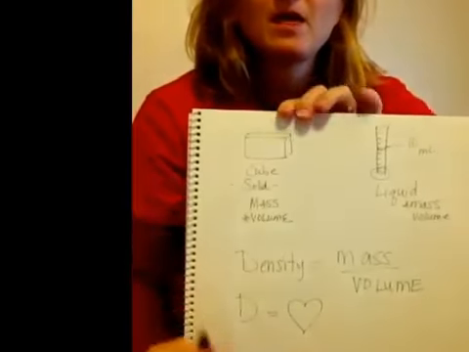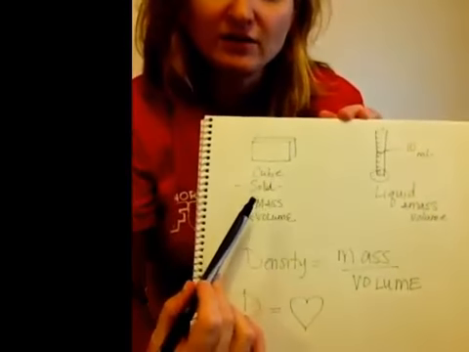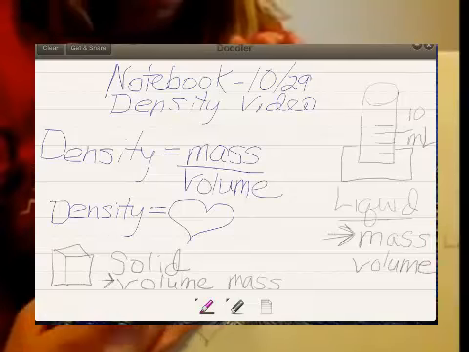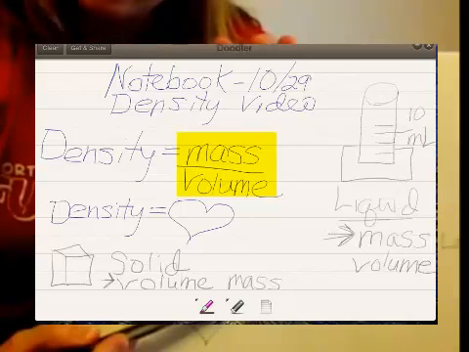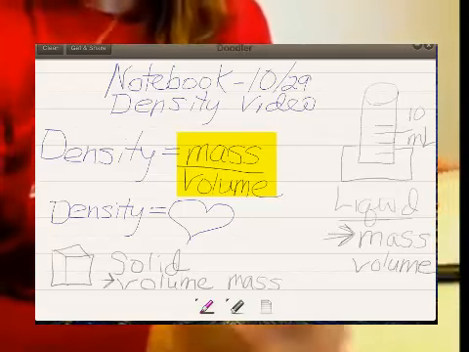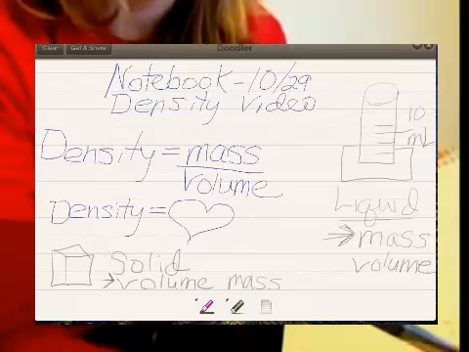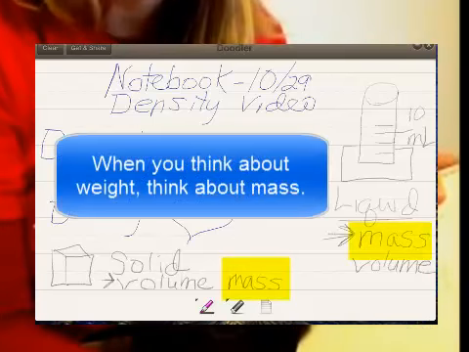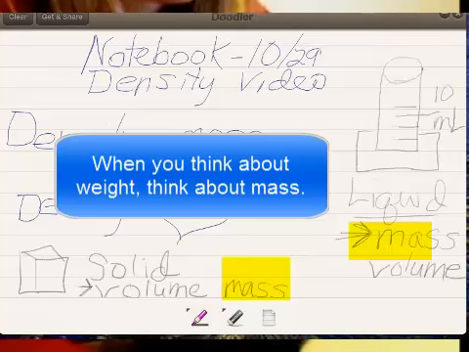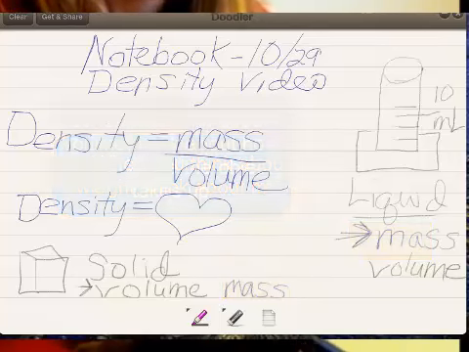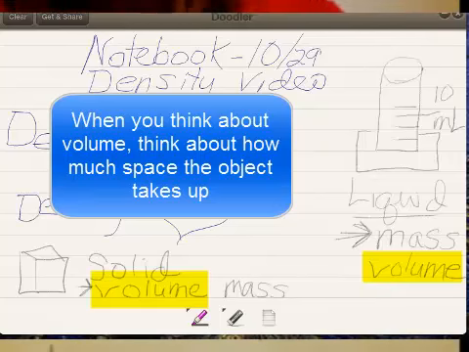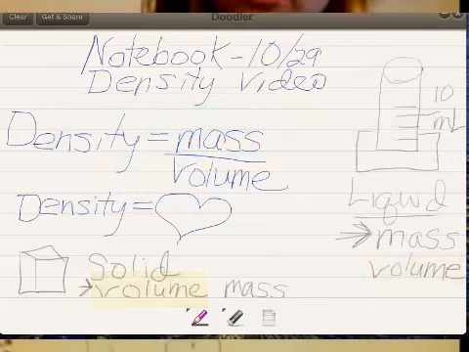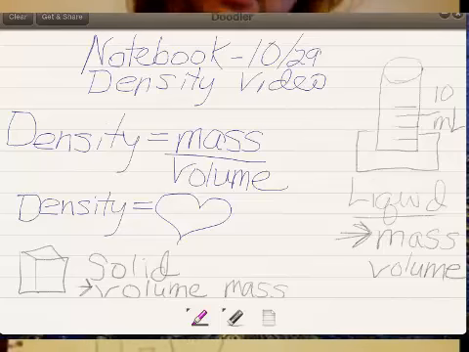Now, as I said, we can find the density of a solid, and we can find the density of a liquid. We just need to know two things: what its mass is and what its volume is. When we're thinking about mass, all we are thinking about is how much it weighs, so we have to be able to weigh it in some way. When we're thinking about volume, we are thinking about how much space it takes up. We can do this with both solids and liquids. For each one, you have to do a different step and a different process.